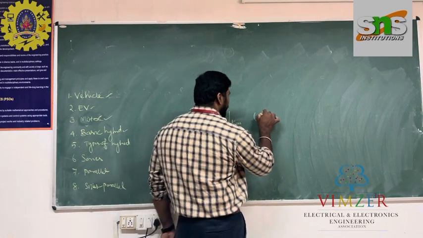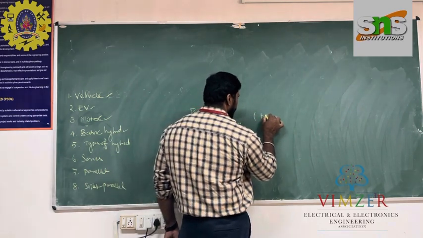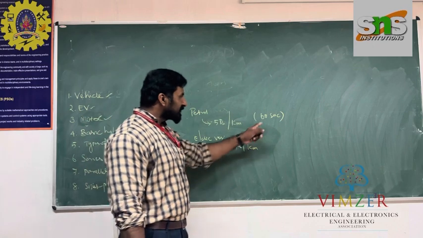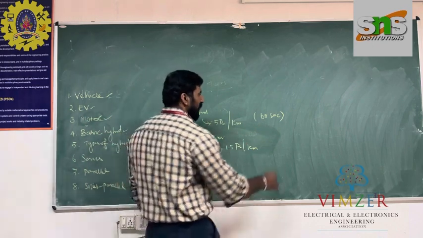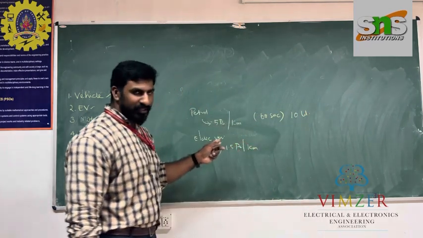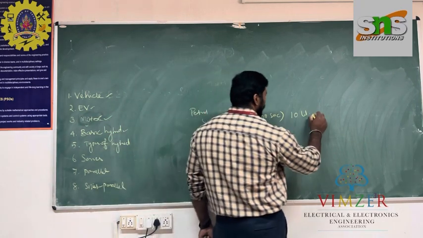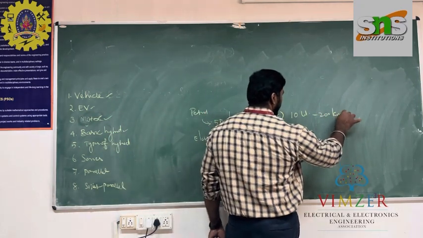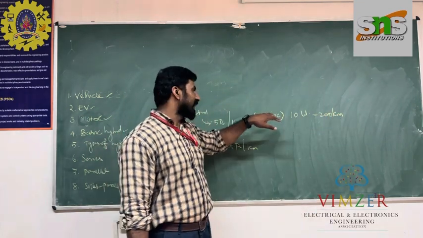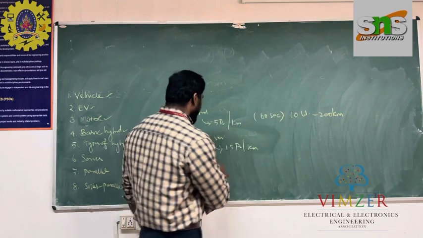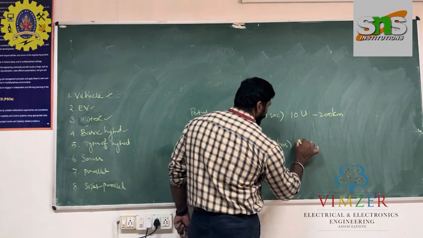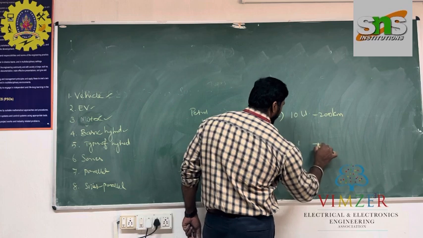For filling the tank, petrol will take just 60 seconds, right? Just imagine, within 60 seconds we can fill 10 liters of petrol. 1 liter of petrol will give 20 kilometers, so 10 liters will give 200 kilometers of running capacity. So we have a source filling capacity at the rate of 60 seconds. But for one electric vehicle, we need a minimum of 4 hours for filling fully to run 200 kilometers.